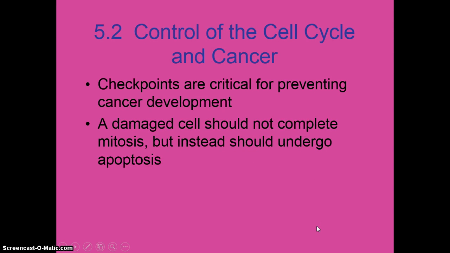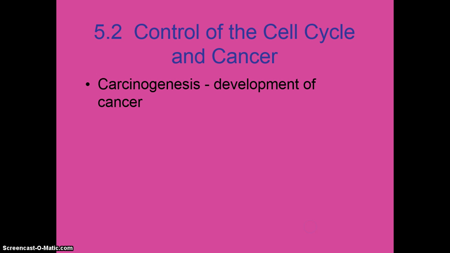Checkpoints are critical for preventing cancer development. A damaged cell should not complete mitosis, but instead should undergo apoptosis. So if the cell is damaged, it's better for it to be reabsorbed and no longer exist than to completely go through mitosis again. There are some things that can cause cancer.